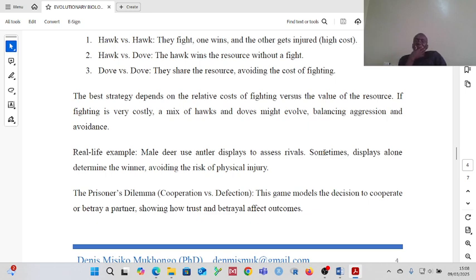There is a case of the prisoner's dilemma. So that is cooperation versus defection.